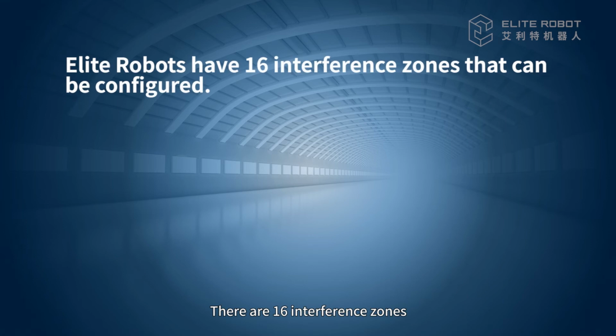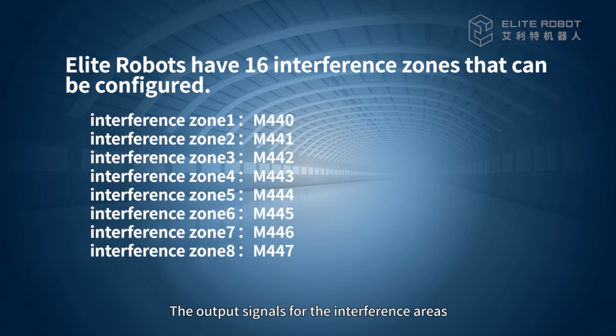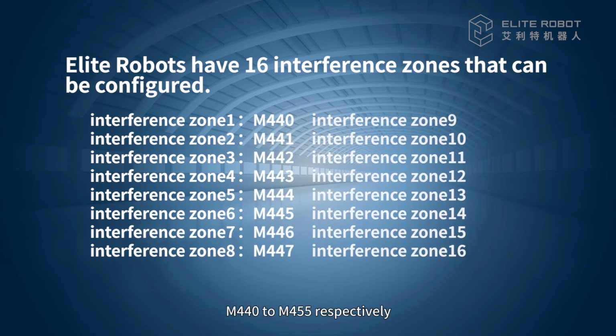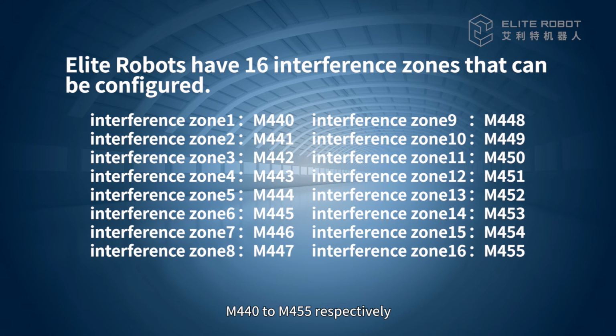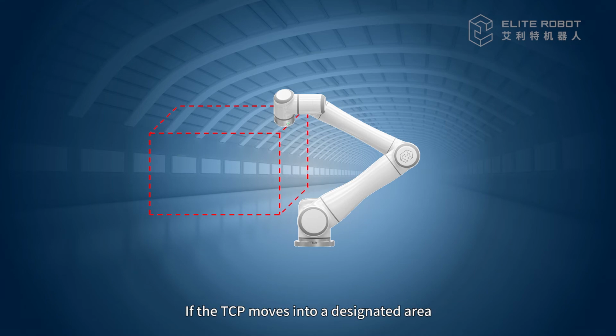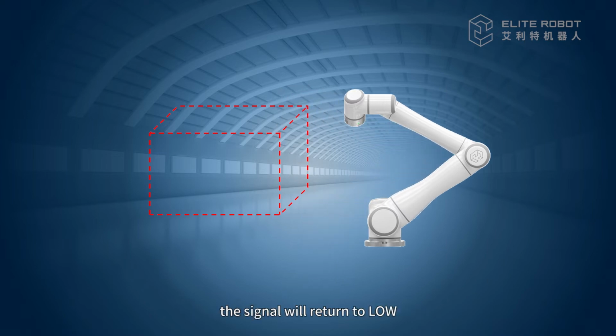There are 16 interference zones that can be configured. The output signals for the interference areas are using virtual registers M440 to M455 respectively. If the TCP moves into a designated area configured with a cubic interference area, or a joint enters a certain range configured with joint interference parameters, the corresponding M register will go high. If the robot has left the interference zone, the signal will return to low.